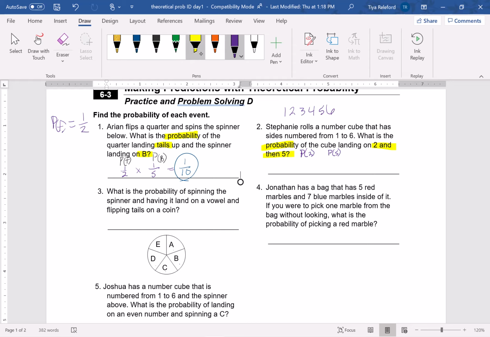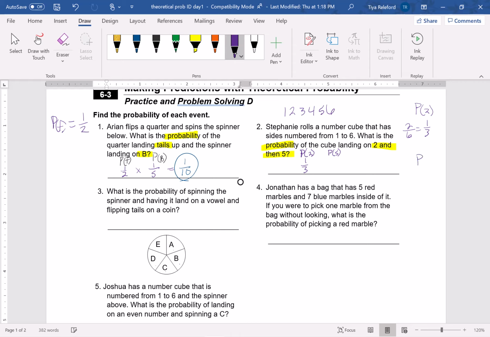What's the probability of landing on a 2? Well, I have 2 out of 6. So probability of a 2 is 2 out of 6. I can simplify that to 1/3. If I don't simplify first, that's okay. I'll simplify later. It just makes my multiplication more difficult.